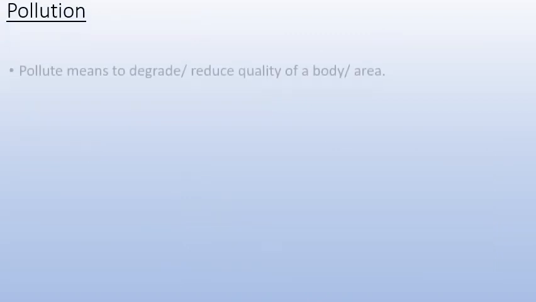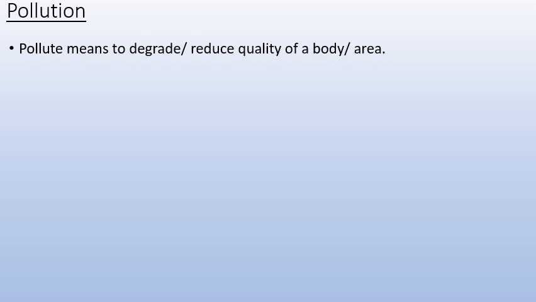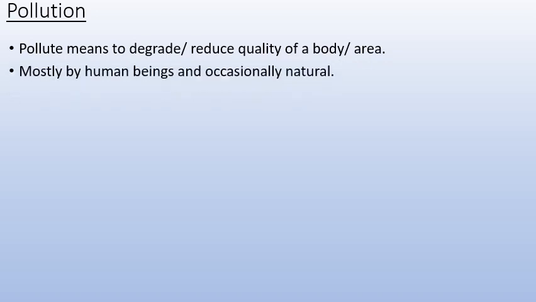Point number two, pollution. Pollution means to degrade or reduce the quality of a body or an area, mostly done by human beings, but occasionally natural as well. So we must not come to the conclusion that human beings are the only reason why pollution happens. It can occur naturally as well. For example, a volcano can create a huge amount of air pollution. A landslide near a river body can create a significant amount of water pollution. And there are many other ways in which soil pollution can also take place naturally.